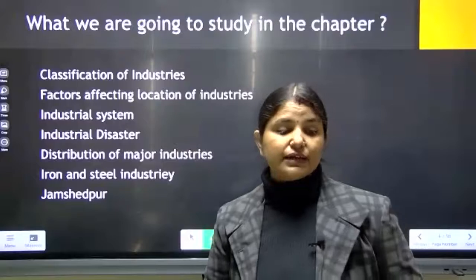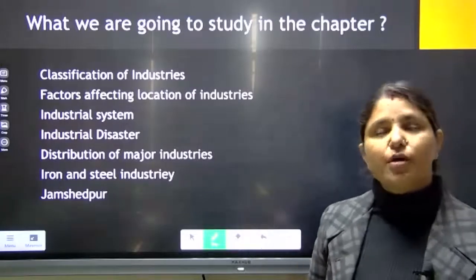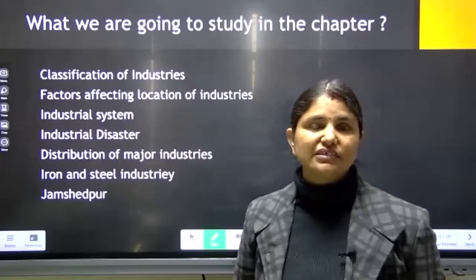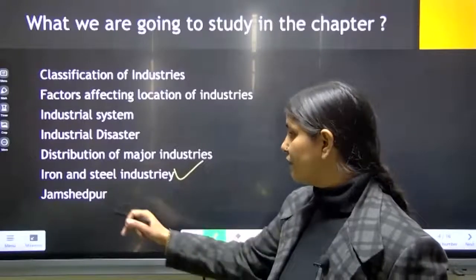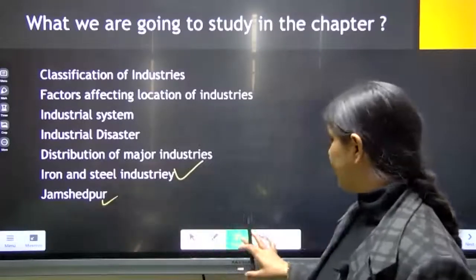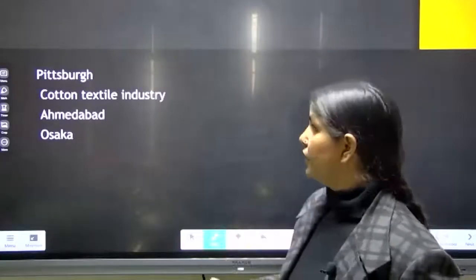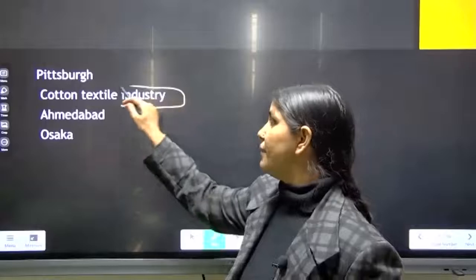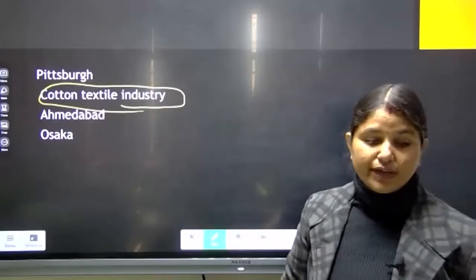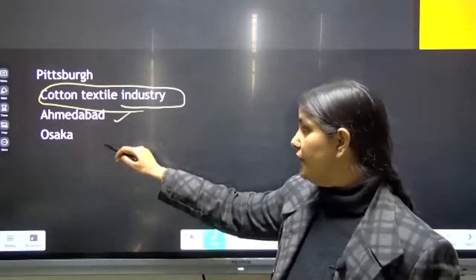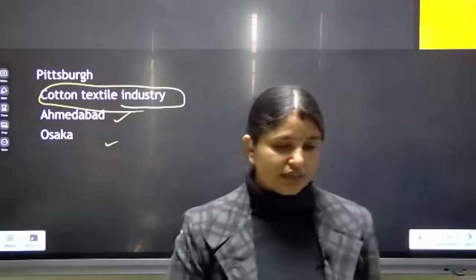Then finally, at last, we will do some case studies of some industries in this chapter. Just like the iron and steel industry, in which we will study Jamshedpur in India, and except Jamshedpur, we will see Pittsburgh, which is in another country. Then we will study the cotton textile industry: in India we will study Ahmedabad, and in Japan it is Osaka. About that we will study in the chapter.